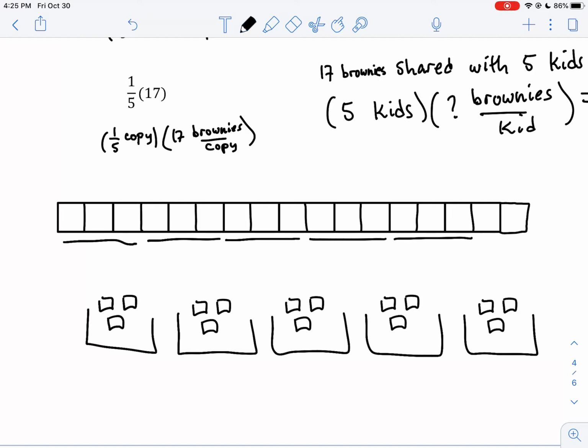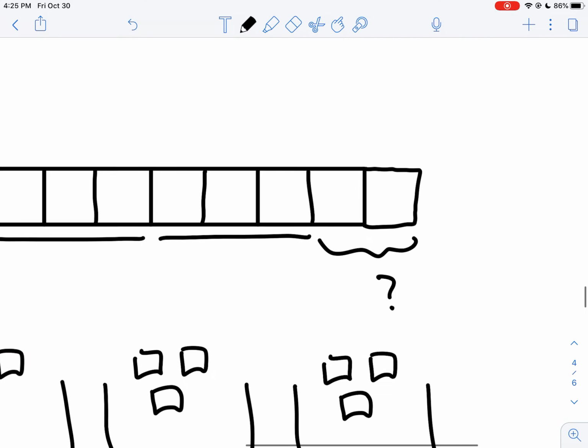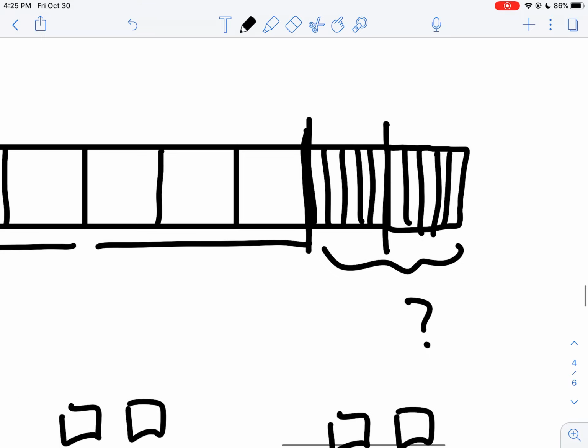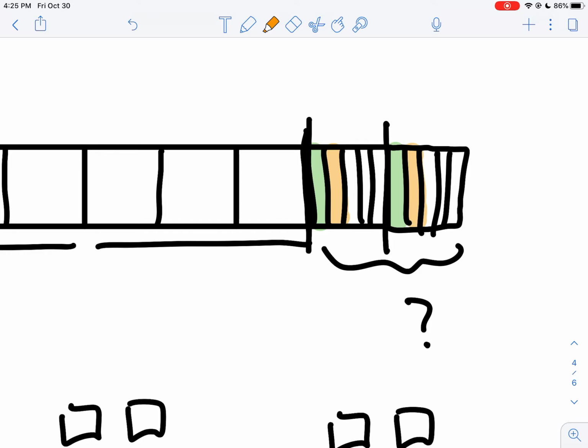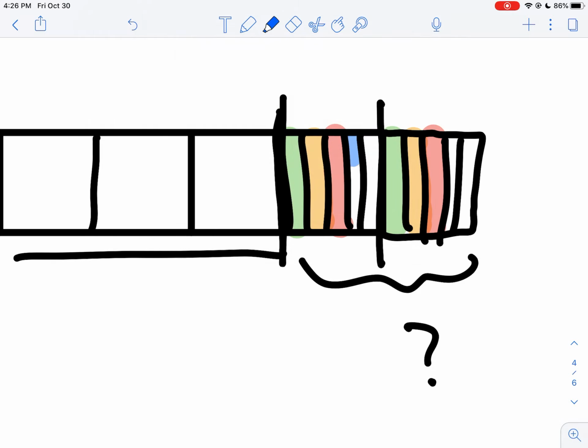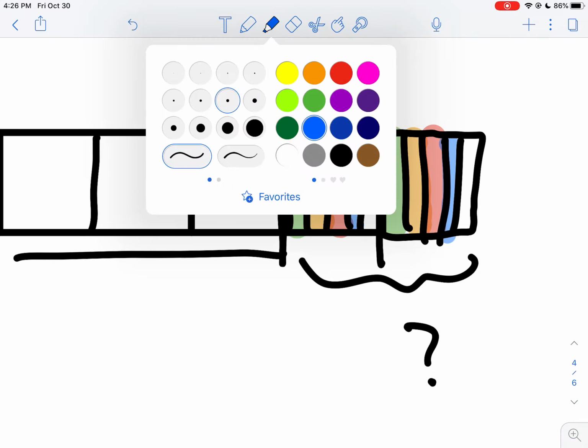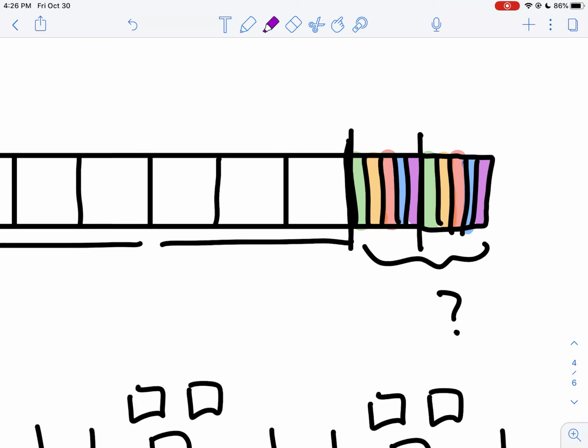Now the question is, how do I partition the last 2? How do we share those? You could break each one up into 5 equal parts, which gets challenging to do. This will be good enough. Let's keep our brownies distinct with longer vertical lines. And then I can take these strips and say, okay, each kid gets 2 green pieces, right? Then each kid's going to get 2 of these. Then each kid's going to get these middle ones, etc. Color coding. Then each kid's going to get a blue one. And then finally, each kid's going to get a purple one or the white one. I could have left it white.